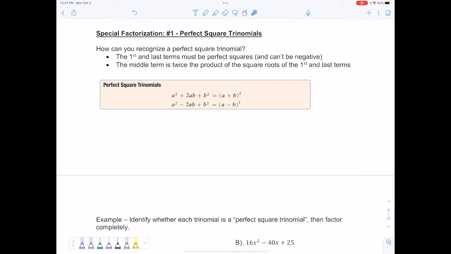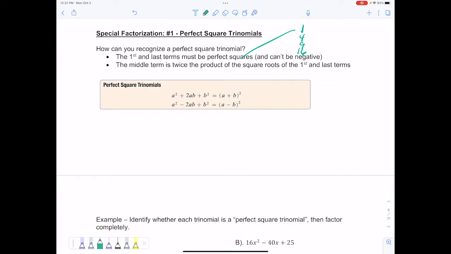The first and last terms have to be what we call perfect squares. So a perfect square is just anything you can take a square root of. Like the square root of 1 is 1, the square root of 4 is 2, the square root of 9 is 3, the square root of 16 is 4, and so on. Okay, they're your perfect squares. And then the middle term is twice the product of the square roots of the first and last terms.